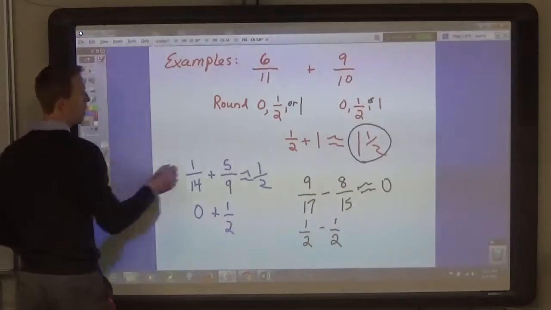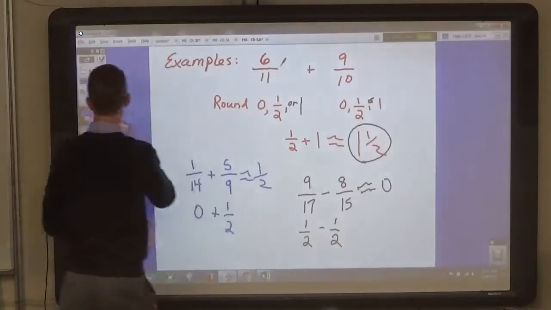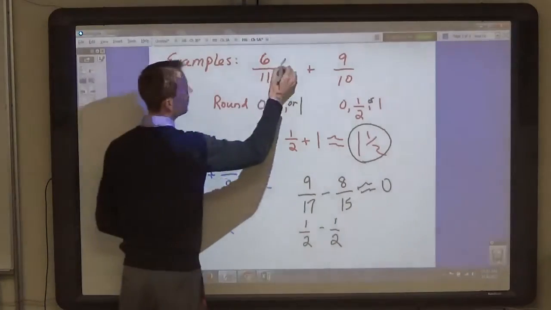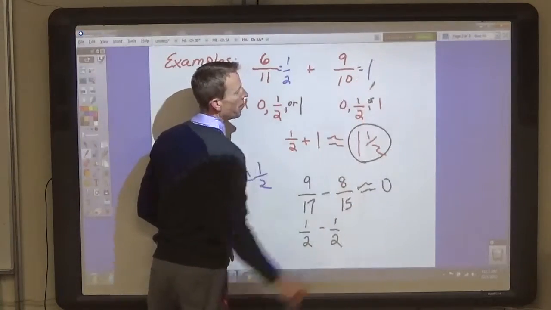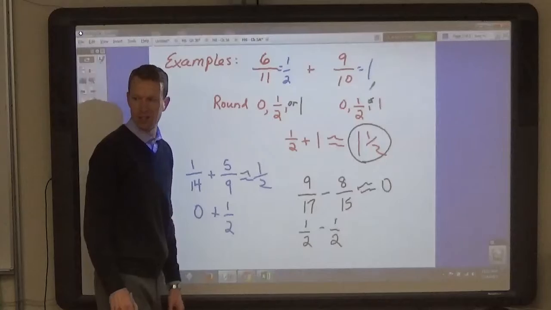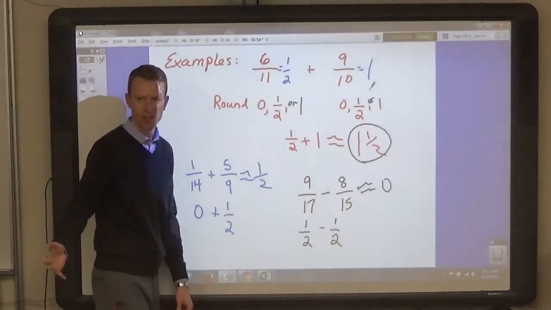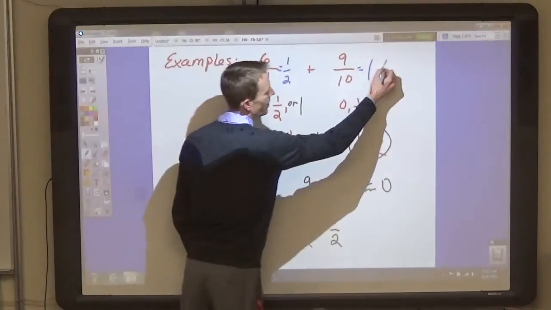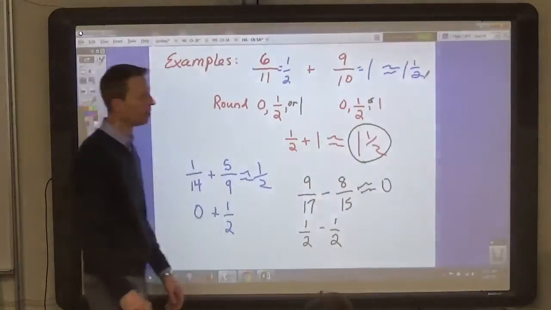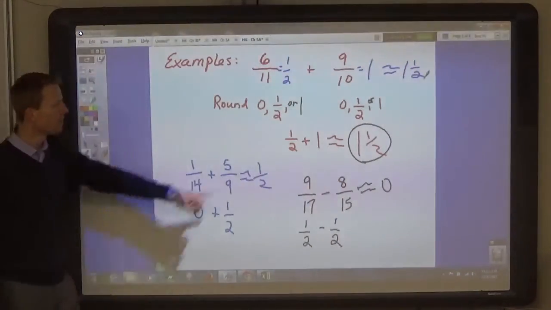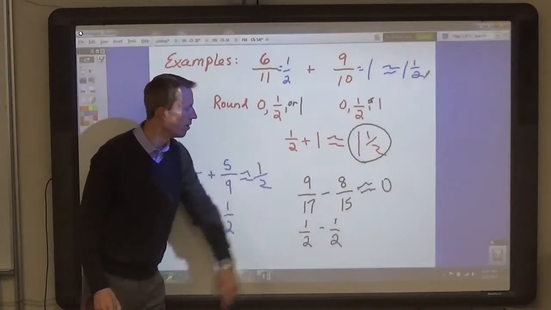So the best estimate is, if we think of this as 1/2, let me change the color here, 1/2 plus 1, which is, Tyler? 1.5. Yep. So the best estimate is 1.5. Okay. Here it is written. 1/2 plus 1. 1.5.